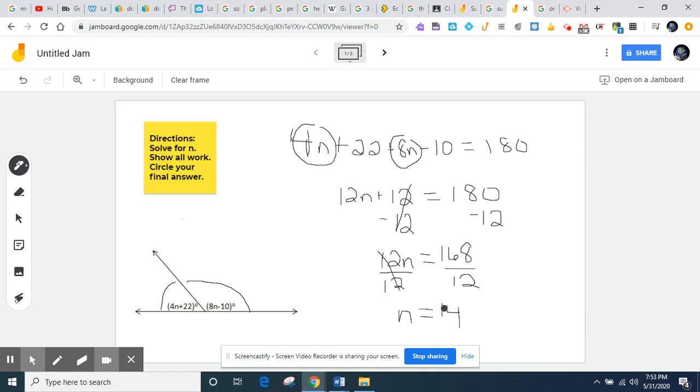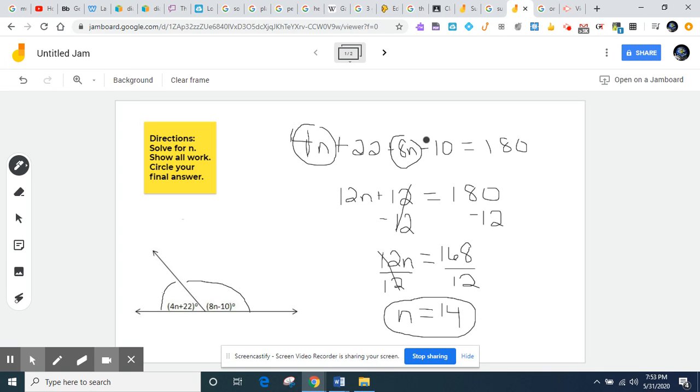Okay, so we solve for our variable. We see that n is equal to 14. So I would just go ahead and circle that. And then I would stop there. Okay, because the directions say to solve for n. Okay, so this is what you would need to do. You need to show all your work and circle your final answer, and that would be sufficient.